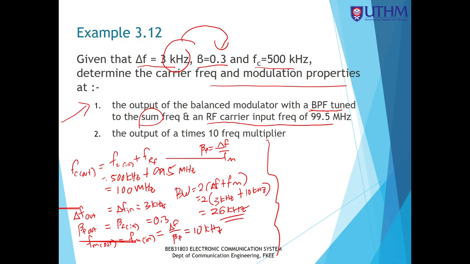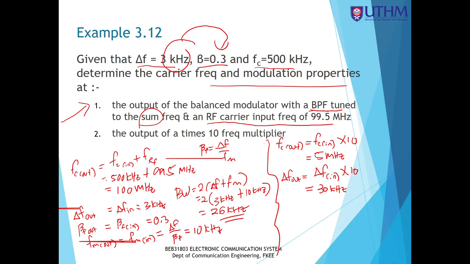So that means, remember, in frequency multiplier, semua berubah kecuali, all of the parameters change except the input modulating frequency. Okay, that means FC out is equal to FC in multiplied with 10. So this is 500 multiplied with 10, so you get 5 megahertz. Delta F out is equal to delta F in multiplied with 10. So this is equal to 30 kilohertz.